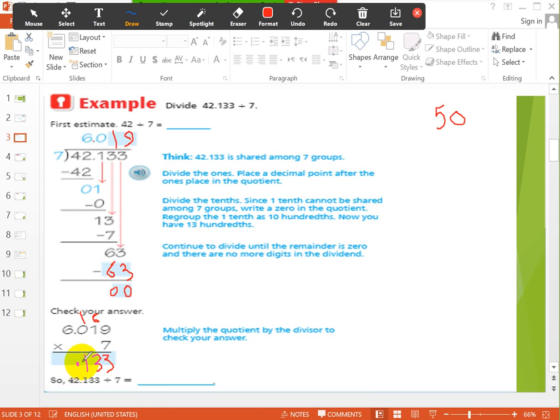Okay? Now 7 multiply 6 equals 42. So look, the answer for this multiplication is the same dividend. That's mean your quotient is correct. Okay? So the answer for this is 6.019.